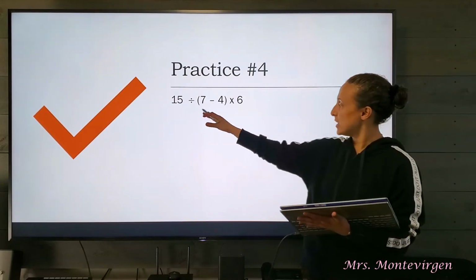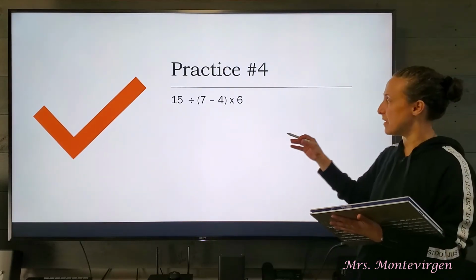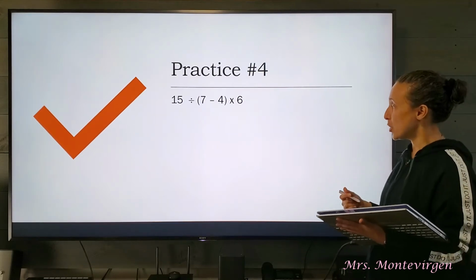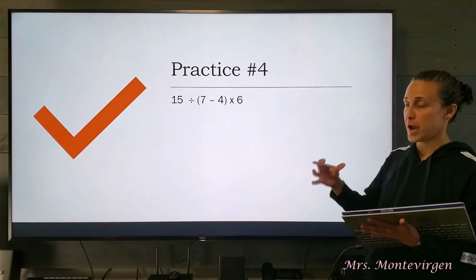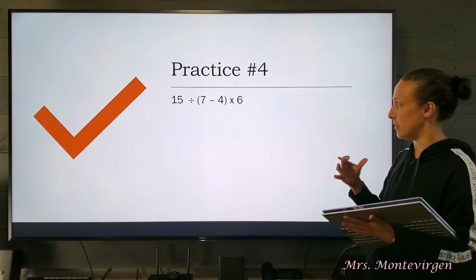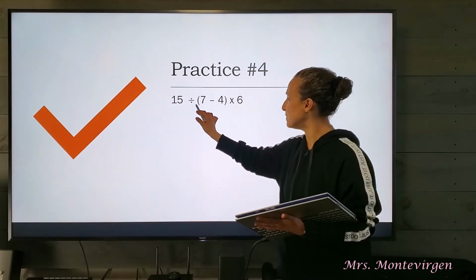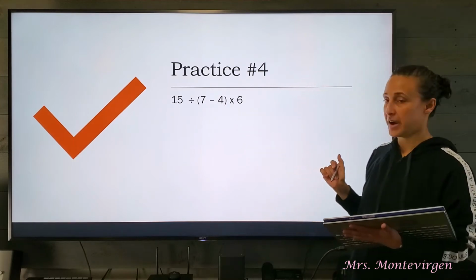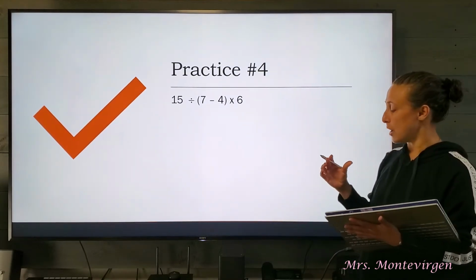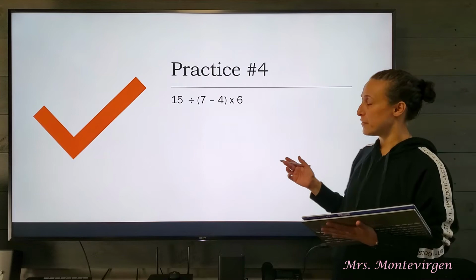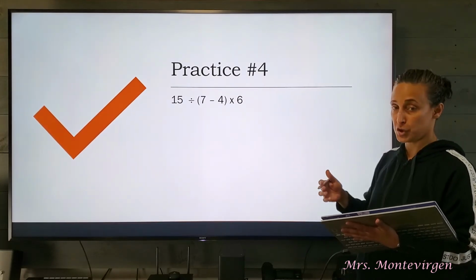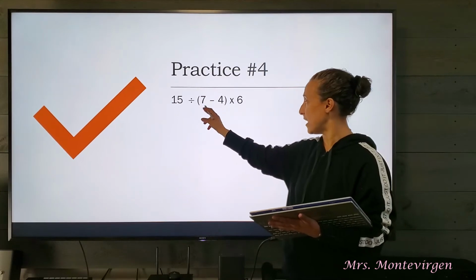Okay, this one is going to be a few other steps. I've made these next couple of practice questions a little bit longer. So now we'll be able to use some different parts of BEDMAS. We have 15 divided by 7 minus 4 in brackets multiplied by 6. So we have a lot going on here. Now, if you remember BEDMAS, B-E-D-M-A-S, we're going to do brackets first, and that's what I have here.